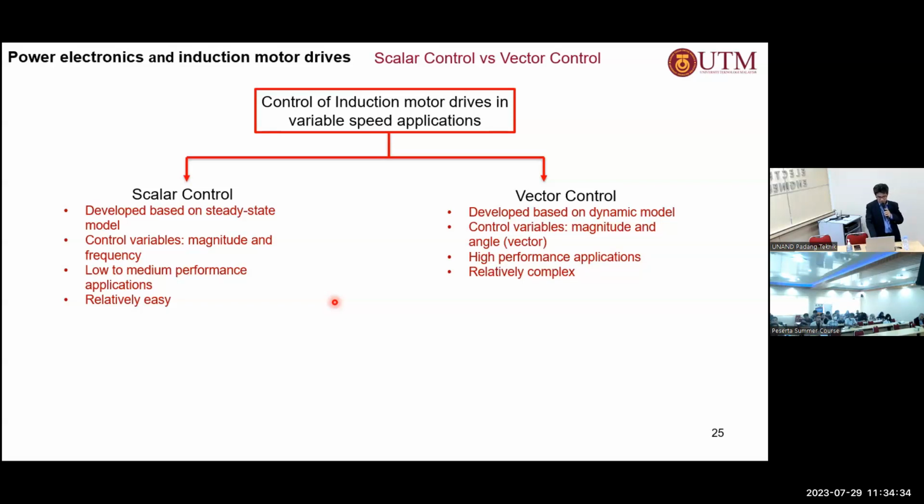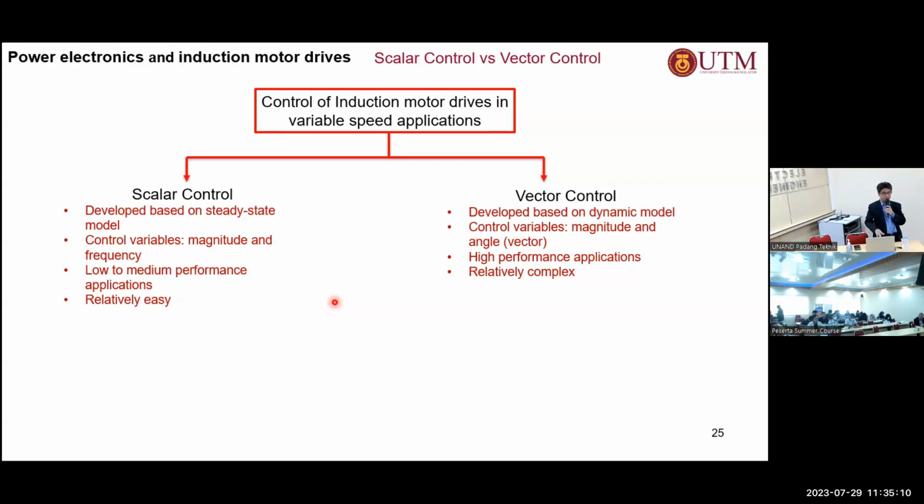Vector control is developed based on the dynamic model of the machine, and it controls the magnitude and angle of the vector of the voltage and the current. So it's not scalar quantities, it controls the vector quantity, which is the magnitude and the angle of the voltage or the current. And it is suitable for high performance applications, relatively complex, right? It requires a huge amount of computation power. You cannot use just a simple microprocessor to do that.